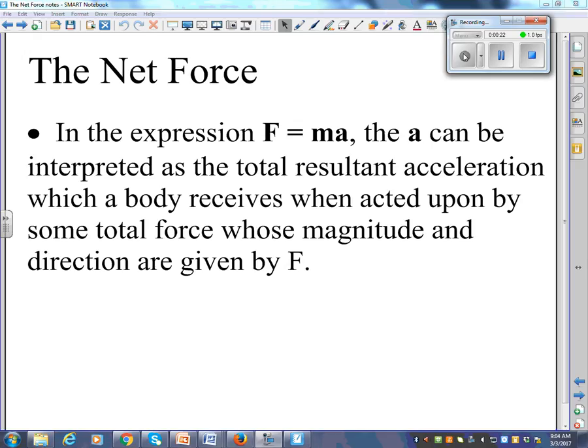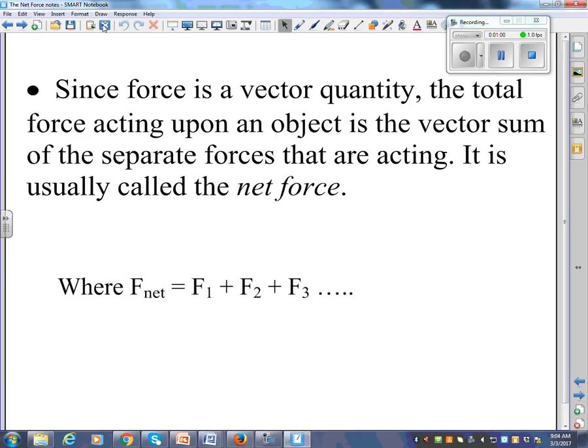So in the expression F equals ma that you learned about in grade 9, the A can be interpreted as the total resultant acceleration, which a body receives when acted upon by some total force whose magnitude and direction are given by F. So in grade 9, we just gave you a force and a mass, and we said find the acceleration. Well, now we're going to expand, and we did this in grade 11 certainly, where we've got multiple forces, because there is only one acceleration. There's one object and one acceleration. But when there's multiple forces, those multiple forces combine together to result in this acceleration. And the sum of all those forces is called the net force, right?